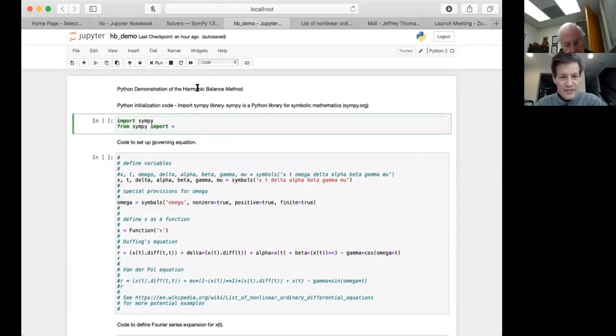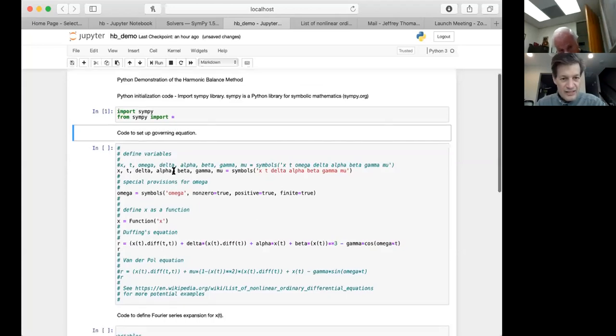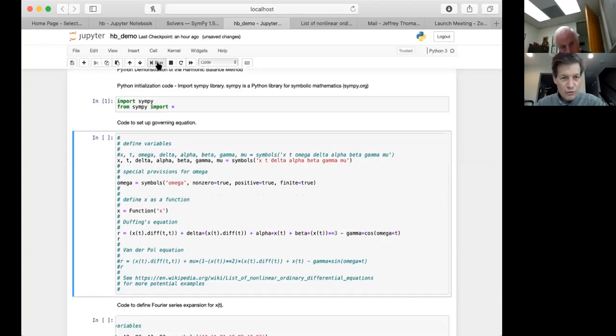But basically, the first chunk of code here imports the SymPy library, which is the Python version of Mathematica or Maple. And it's great because it's free and it's open source. It doesn't cost anything, and you can tweak it and modify it. So just run that real quick. And then the next set of lines is the code that will set up the governing equation.